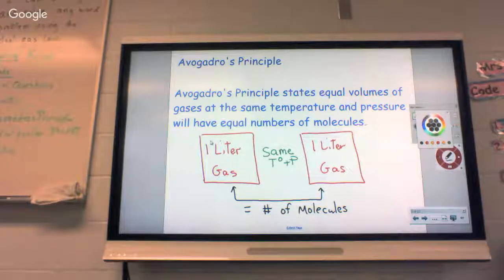But Mr. Avogadro is very bright. He went a little further than just saying, if the volumes are the same, then the molecules are the same. Okay? Catch up with me. We're drawing over pictures.